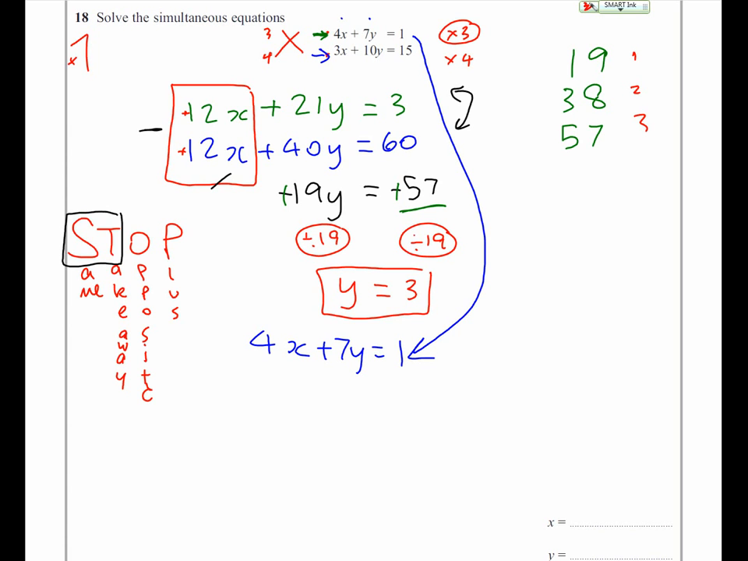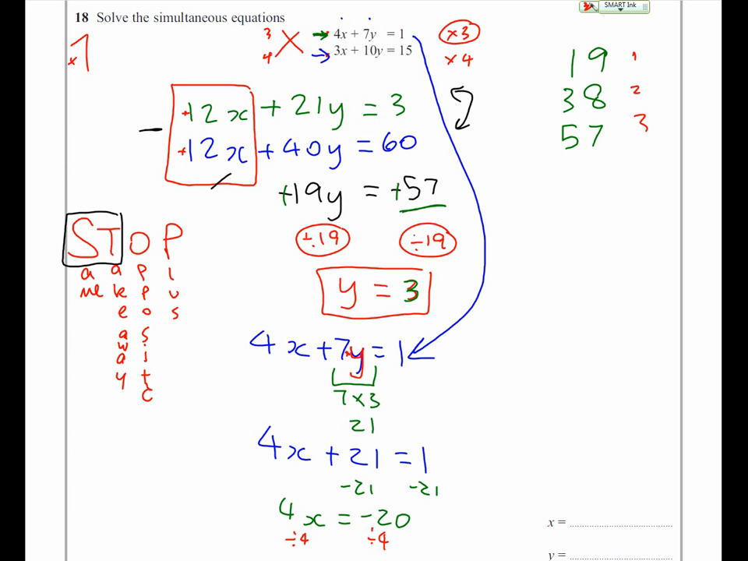Now, look at y. That says 7 times y. We now know that y is 3. So guess what? We're going to change that to 7 times 3. 7 times 3 is 21. So we've now got 4x plus 21 equals 1. Take away 21 from both sides of the equation. 4x equals minus 20. Divide by 4.